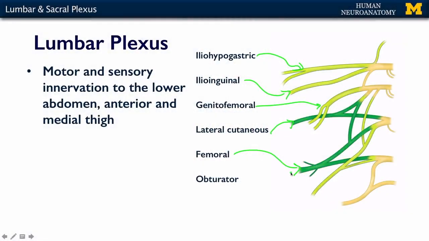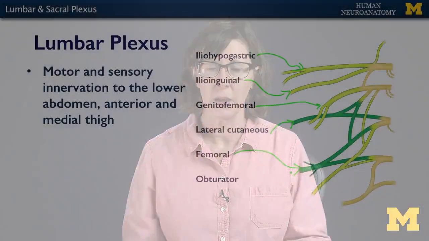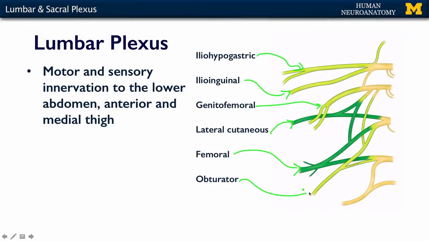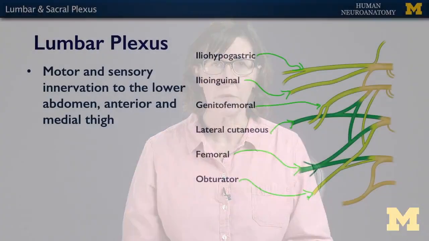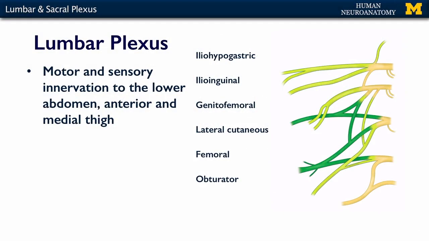The femoral nerve innervates the anterior compartment of your thigh. And those are the muscles that are the knee extensors. So when you think about kicking a ball and you think about your quadricep muscles, that's your femoral nerve. The obturator nerve innervates the medial compartment of your thigh, and those muscles include all of your adductors, and those are the muscles that are necessary to keep you on a horse. So these are the basic branches of the lumbar plexus that I want you to be aware of. In the next slide, we'll talk about the sacral plexus.